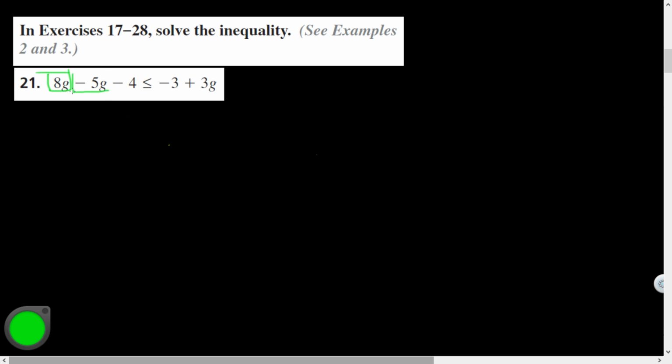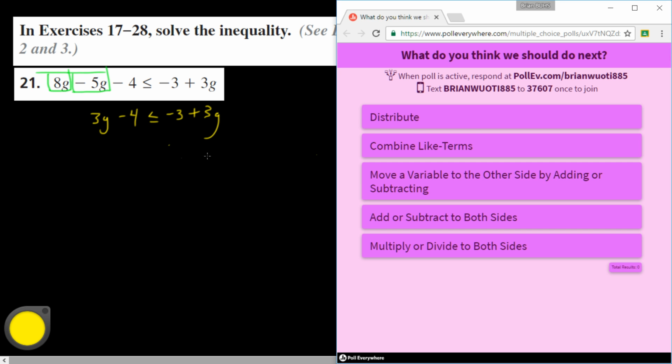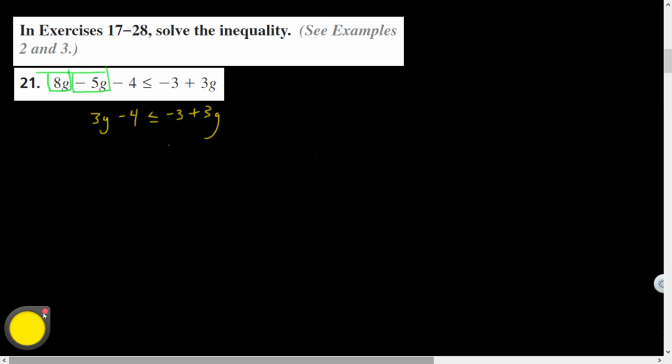8g minus 5g. Those are like terms because they have the same variable and the same exponent. 8g's minus 5g's is 3g's. So we have 3g minus 4 is less than or equal to negative 3 plus 3g. Then I would have to move one variable to the other side by adding or subtracting, and the problem is that they're the same size. Oh no, this universe is falling apart. Negative 4 less than or equal to negative 3. Now, is this a true statement? Is negative 4 less than negative 3?